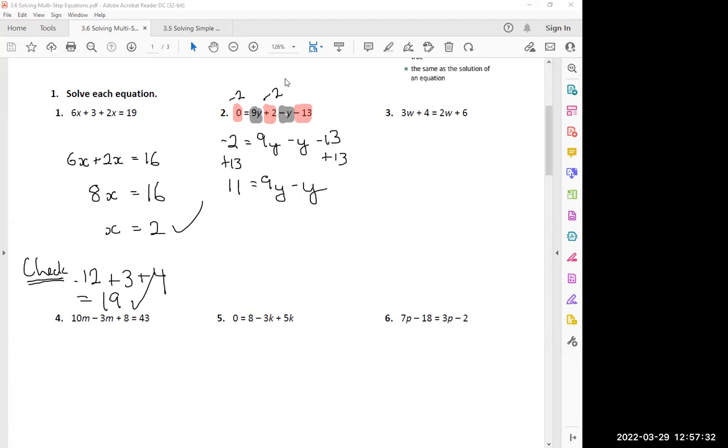Let me see if I could put some color there to show you that these are 0 pairs. Okay. And then I'm going to group like terms, which is 11 equals 8y. Ooh, that's not a very happy number. That's okay. Divide both sides by 8. There it is. If you want to be really neat about it, you put the variable first and you say, therefore y equals 11 over 8.